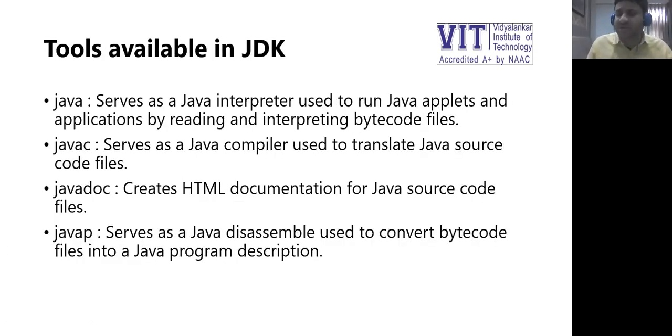There are some tools, like we discussed. These tools are provided when Java is installed on any machine. The tools are: java, which is nothing but the Java interpreter. If you have compiled using the command prompt, how do we compile? It is javac filename.java. And how do we run? It is java filename. So java is the tool which is nothing but the Java interpreter. javac is the next tool. It serves as the Java compiler, which converts the source into bytecode. javadoc converts the source code that we create into HTML documentation. javap is the Java disassembler, which converts bytecode into a Java program description.